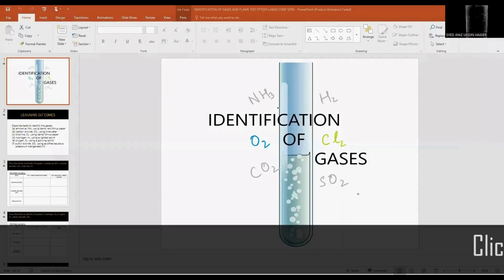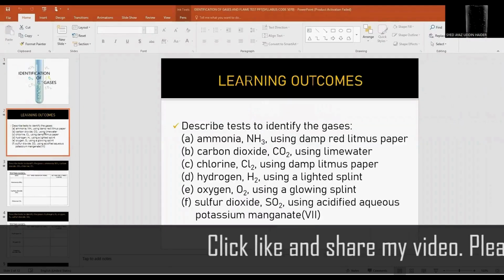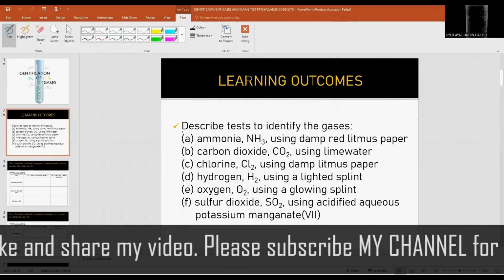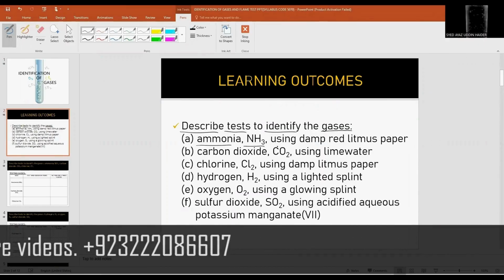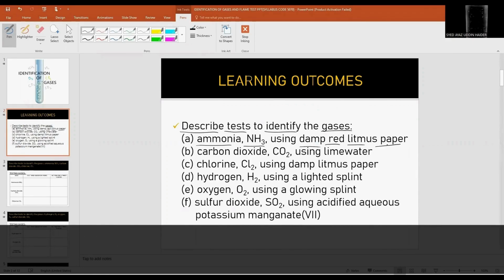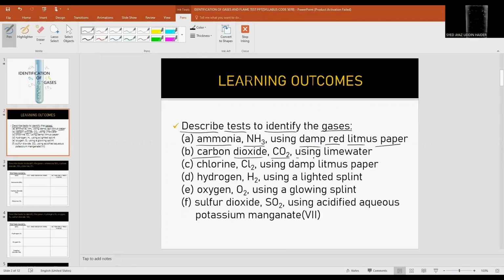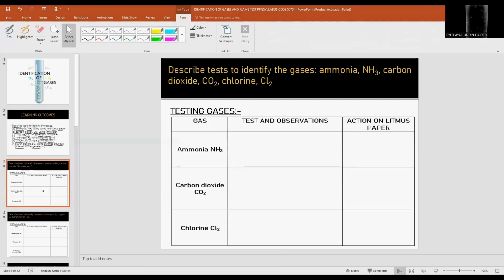The learning outcome for this video lesson is: describe tests to identify the gases ammonia, NH3, using damp red litmus paper; carbon dioxide, CO2, using lime water; chlorine, Cl2, using damp litmus paper; hydrogen, H2, using a lighted splint; oxygen, O2, using a glowing splint; sulfur dioxide, SO2, using acidified aqueous potassium manganate(VII).